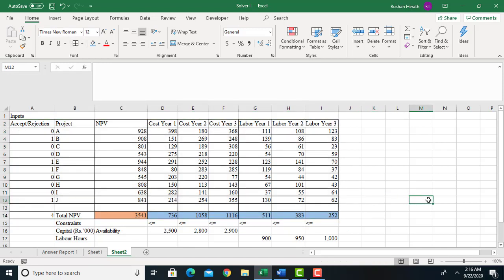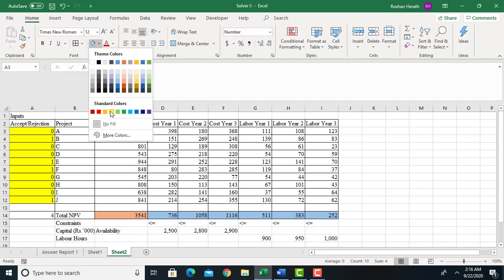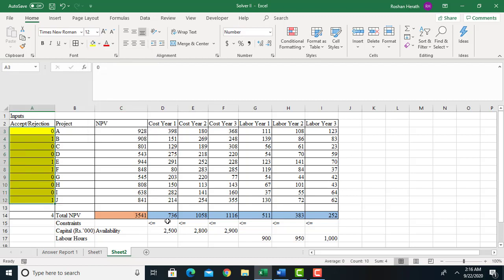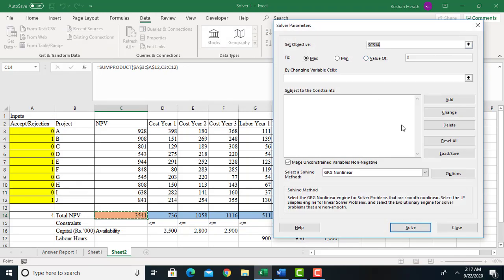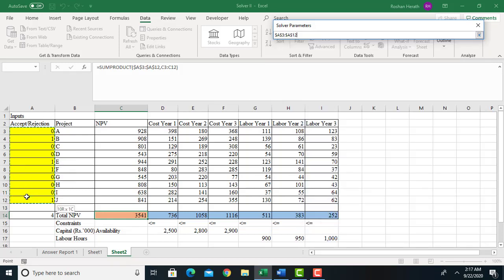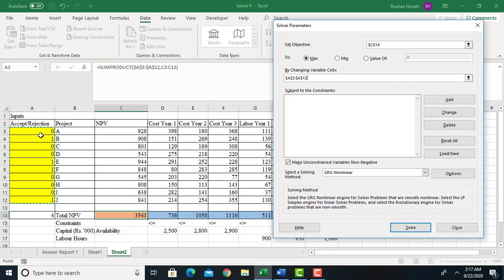Now what we are going to do is run the solver and figure out which must be the most viable projects. So let's go to the solver. Here what you need to do is maximize the NPV, so it's C14, by changing the project acceptance cells A3 to A12. Then what are the constraints?